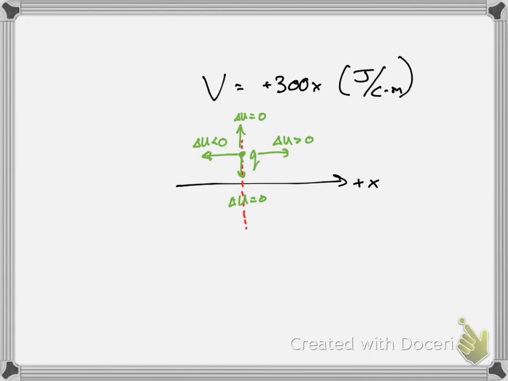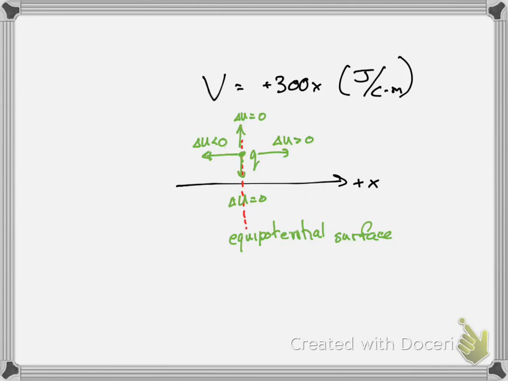Okay, so here I've shown a test charge Q in a potential 300x. If I move to a higher x, to the right, I'm increasing its potential energy. If I move to a lower x, to the left, I'm decreasing the potential energy. But if I move up or down, along the y-axis, then I'm not changing its potential energy at all. This is an equipotential surface. In 3 dimensions, this would be a plane that cuts the x-axis. We'll talk more about equipotential surfaces in a little bit.